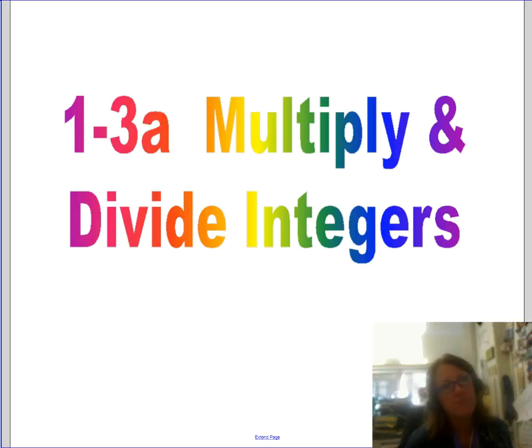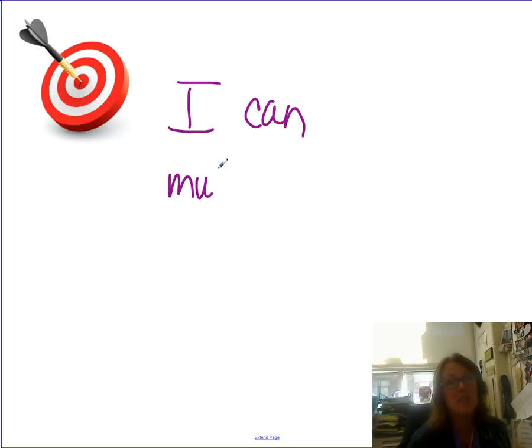And here we go. Now, we're going to take our learning target part first. And these statements always start with I can, because this is what you're going to master today. A lot of it should just be review. It's a matter of being sure we can keep track of which rule goes when. All right. So today it's basically I can multiply and divide integers, just like your title.